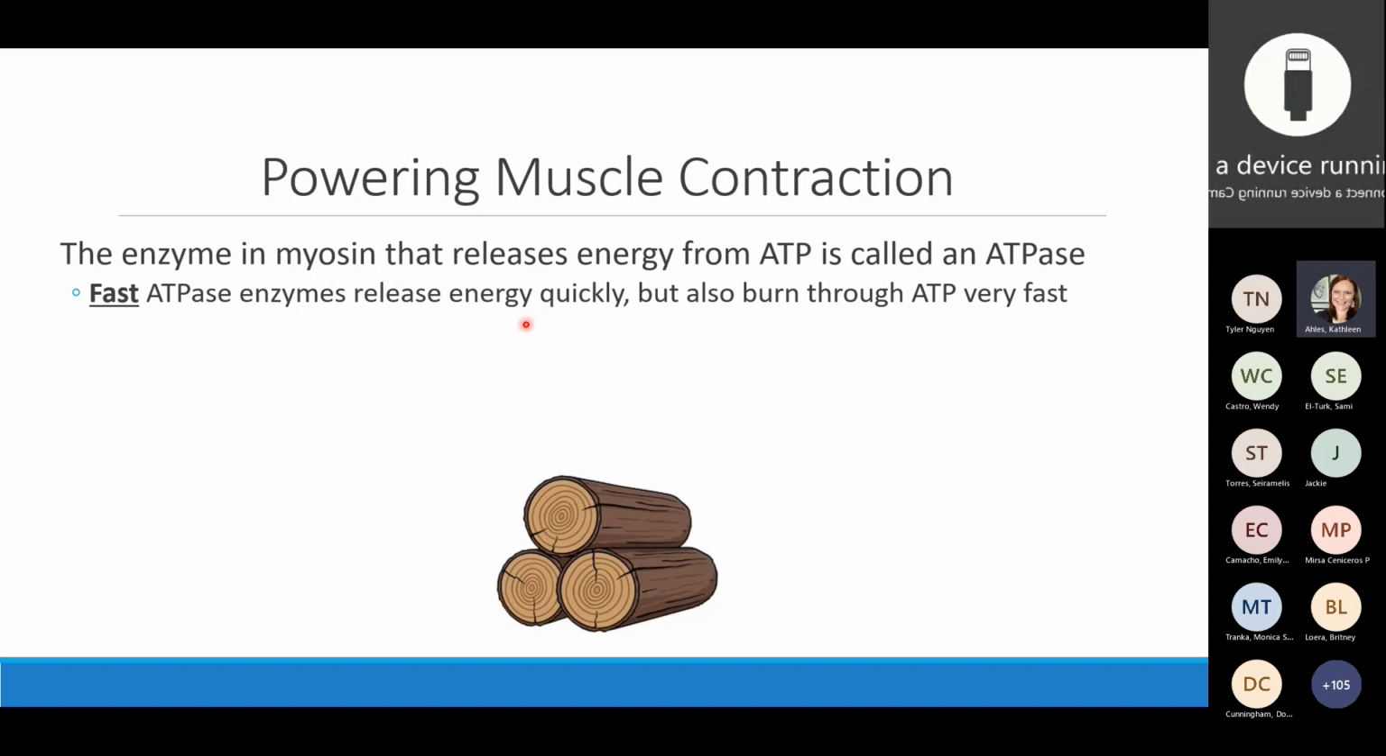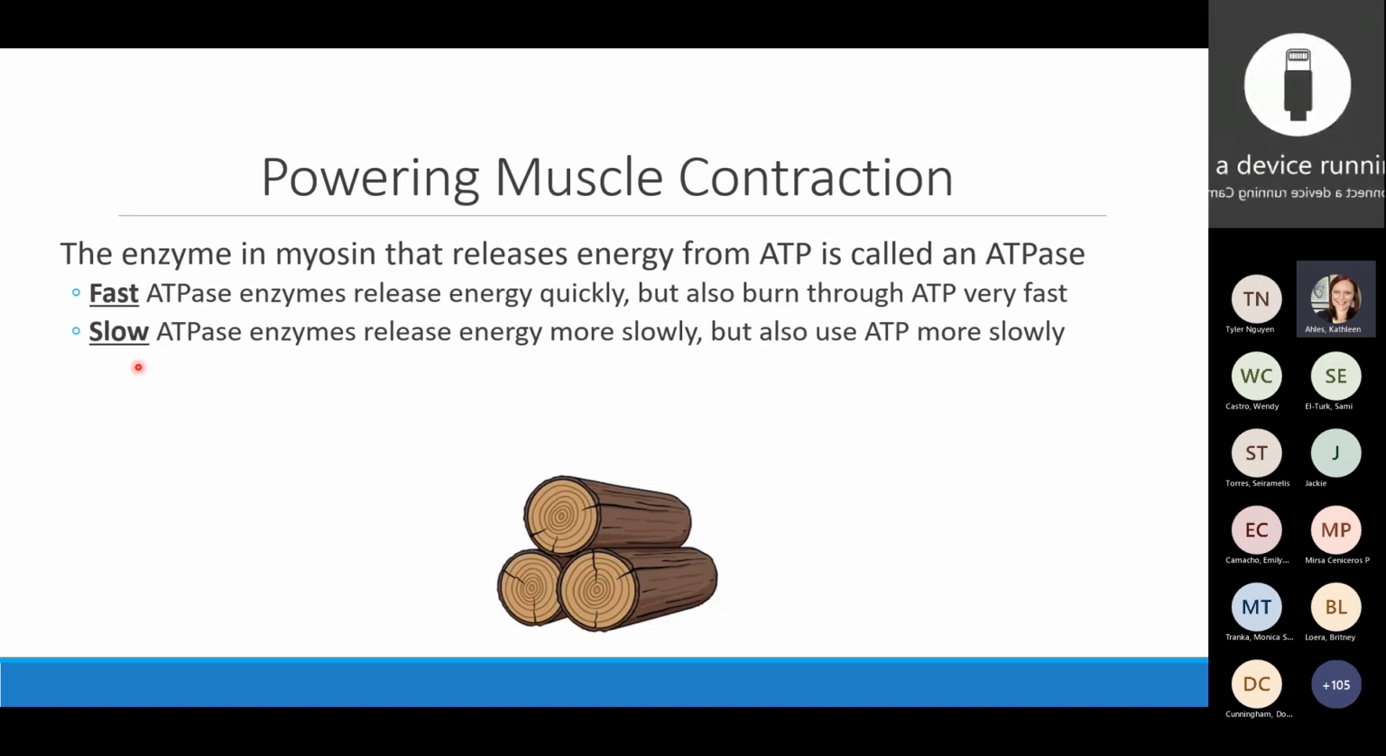And here's a note that I want you to write by releases energy quickly. I want you to write right up here in this space, strong contraction. The faster I chop up ATP, the stronger the contraction I can do. At the same time, though, if I'm chopping up my ATP really fast, I'm going to run out of it really fast as well. So really strong contractions have a fast ATPase.